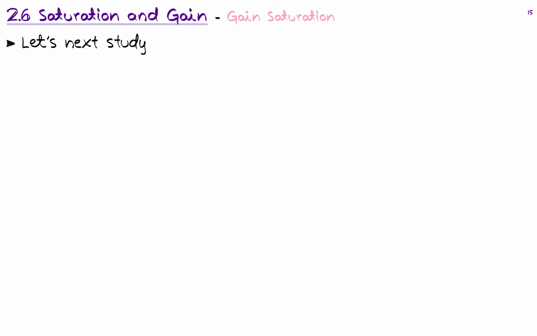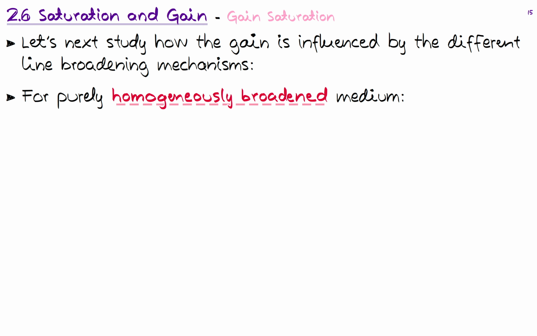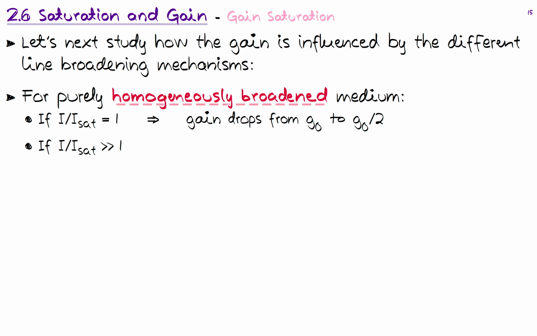And finally, let's now study how the gain is being influenced by different line broadening mechanisms. For a purely homogeneous broadening case, if the intensity divided by saturation intensity equals unity, the gain drops to half of its original value. And if the intensity is far larger than the saturation intensity, we have a case where the gain is visibly decreased due to saturation effects. So it's important to understand that we always have these saturation effects in our system.